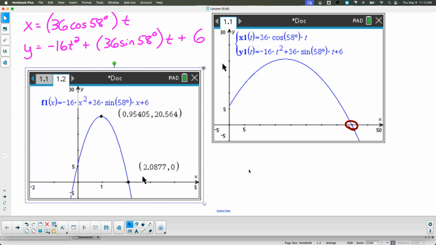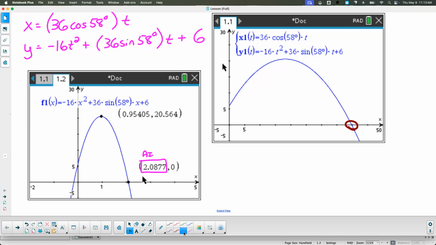because now what we need to do then is we need to find that distance. So we are going to plug in this number, the airtime number, into our x equation to find that horizontal distance. So this would be x is going to equal 36 cosine of 58 degrees times 2.0877.